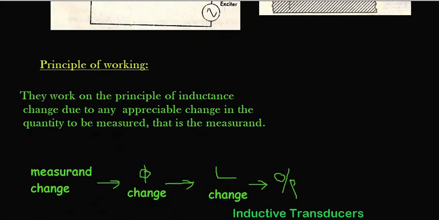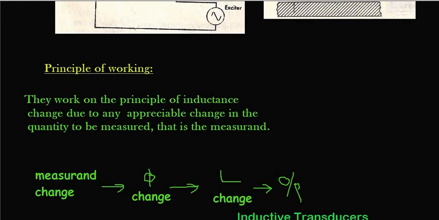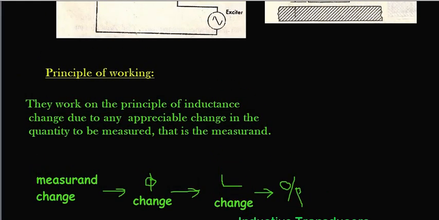We'll be looking at the principle of working. So how does an inductive transducer work? They work on the principle of inductance change due to any appreciable change in the quantity to be measured, that is, the measurement. How can an inductive transducer be made to work? It can be done by changing the flux with the help of the measurement. The change in flux obviously causes a change in inductance, and this inductance change can be calibrated in terms of the measurement.